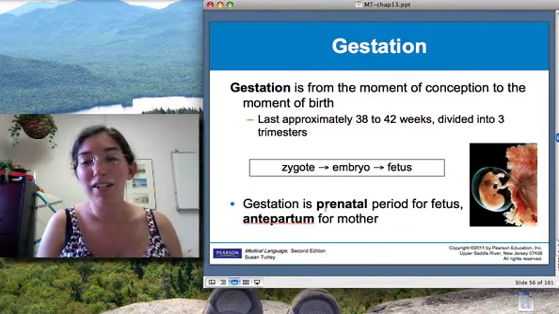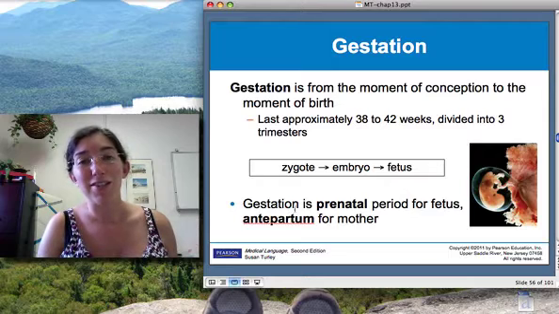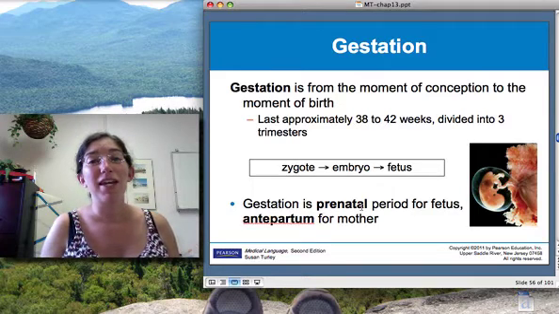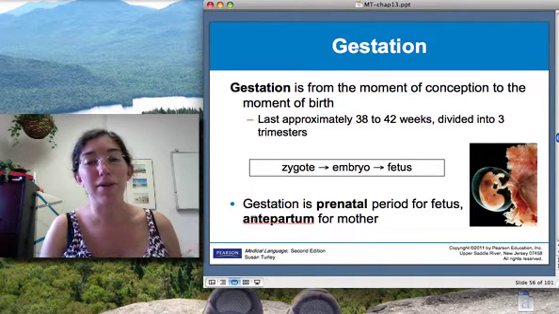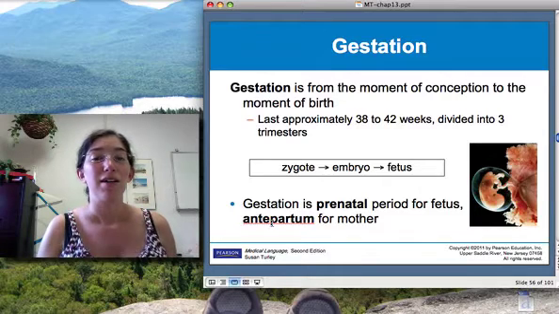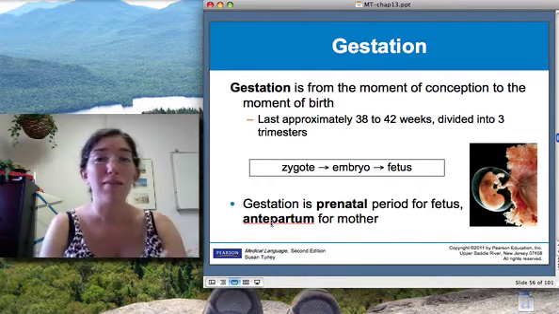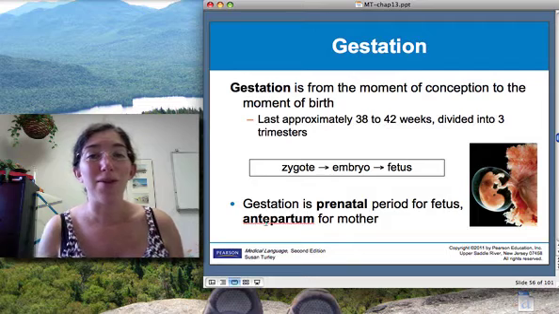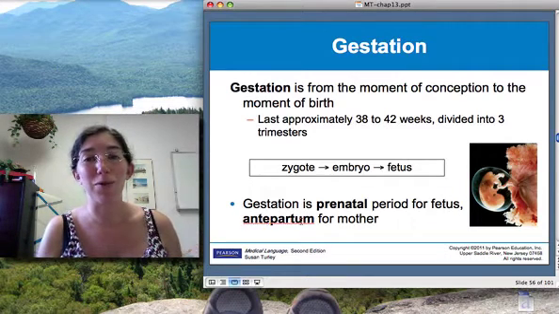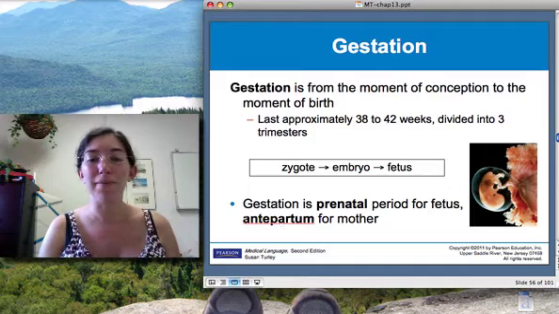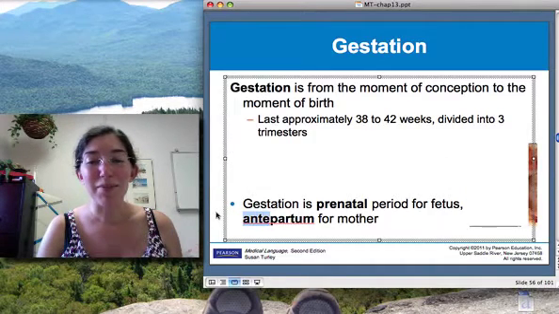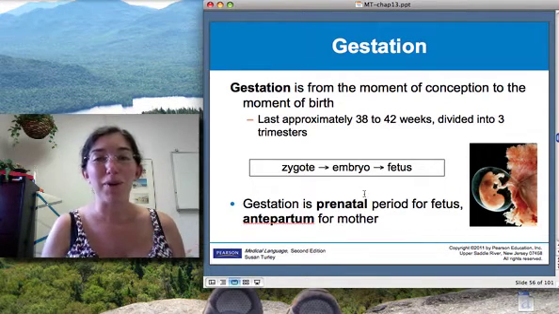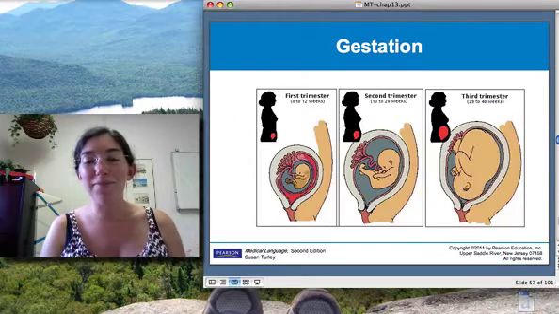But some terminology here. When we're talking about pregnancy or gestation, that period is referred to as the prenatal period for the fetus, but the antepartum period for the mother. So ante, again, meaning before. So antepartum, just like anteflexion, means before. Antebellum, I'm from the South, so that's a term I'm familiar with, means before the Civil War. And again, it uses this ante prefix. Okay, so antepartum, before birth for the mother, and prenatal, before birth for the fetus.